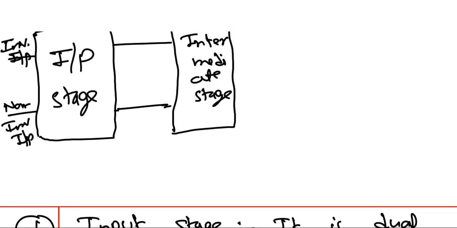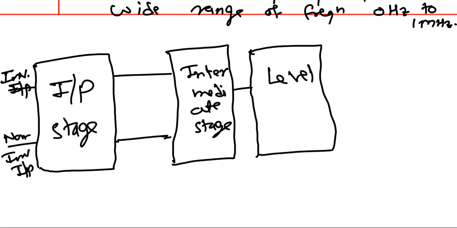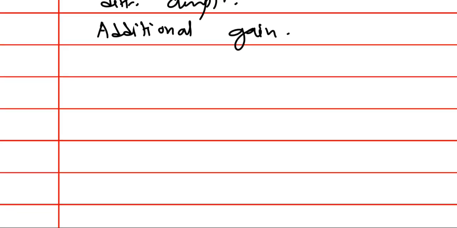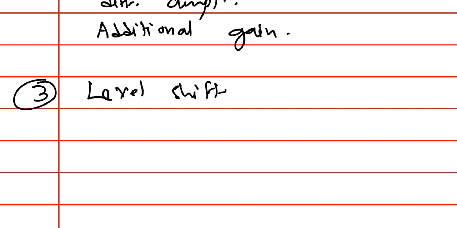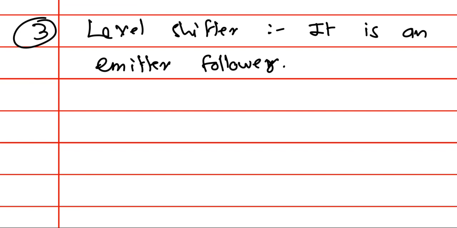Then the third block in the op-amp is level shifter. Now what this level shifter is doing, that we will see. Which circuit are we using? The circuit used is an emitter follower. We are using emitter follower as a level shifter. Now understand what this level shifter is doing.